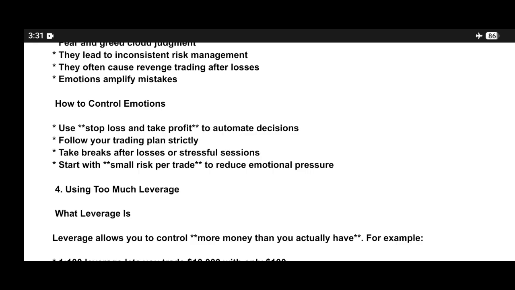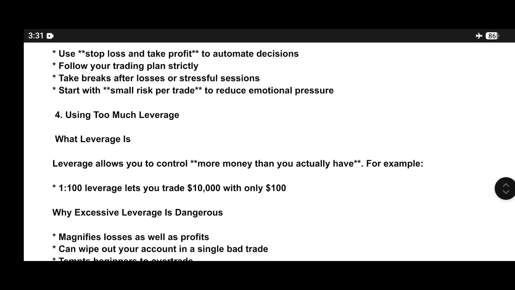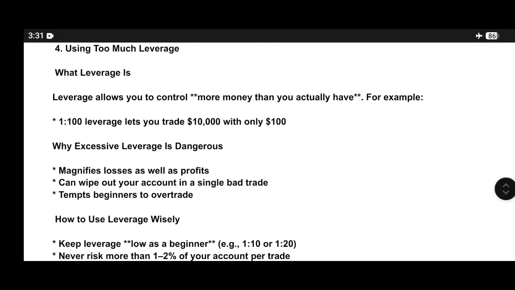Number four, using too much leverage. What is leverage? Leverage allows you to control more money than you actually have. For example, 1:100 leverage lets you control $10,000 with only $100. Are you getting me? Why is excessive leverage dangerous? It magnifies losses as well as profit. It can also wipe out your account in a single bad trade. And also, it tempts beginners to overtrade.